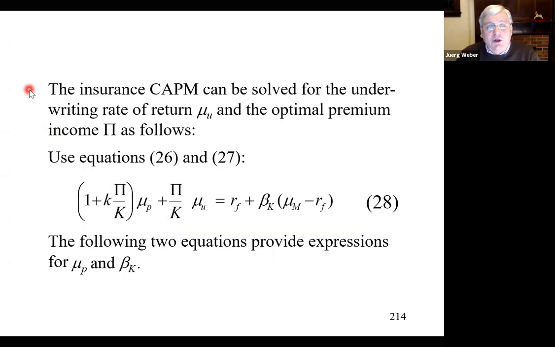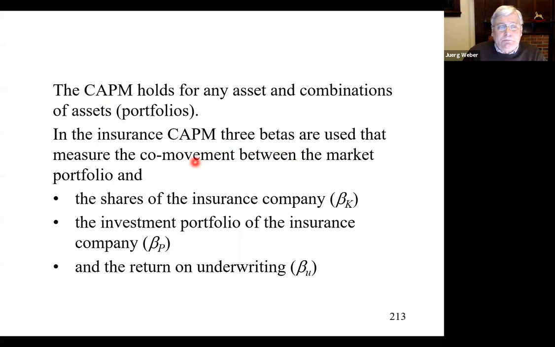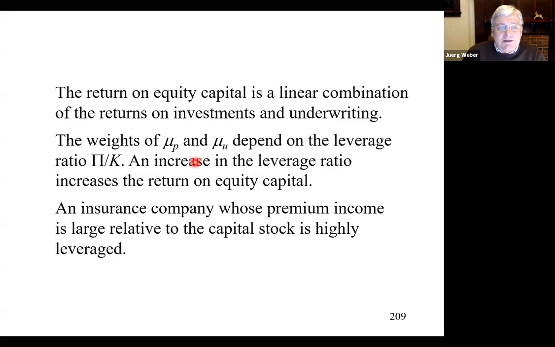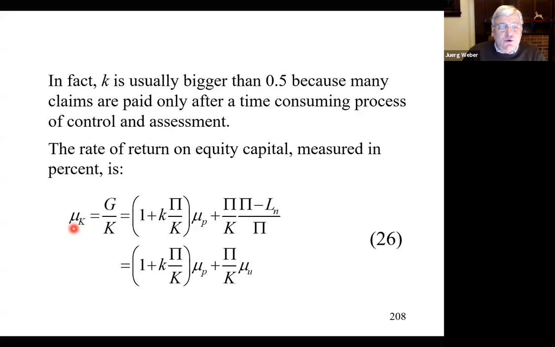Now we can solve the CAPM, the insurance CAPM, for the optimal underwriting return and optimal premium income. And it's done in the following way. Equations 26 and 27 give you expressions for the return on equity of the insurance company. So that's this one here, that's equation 26.